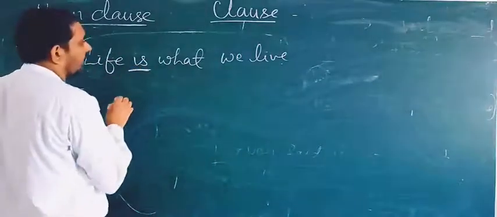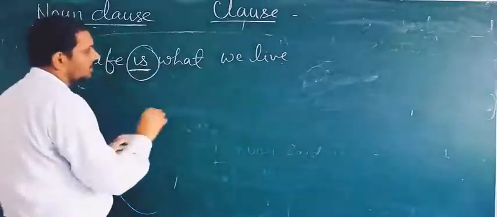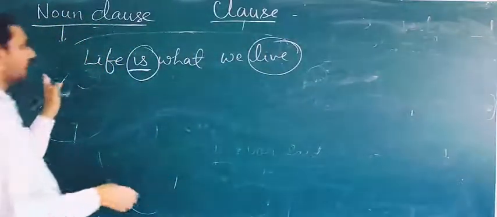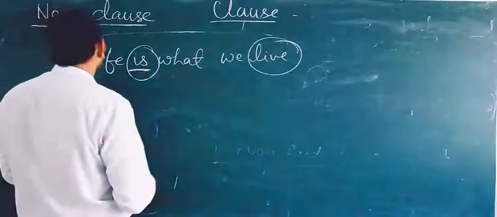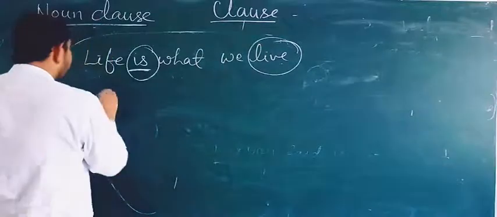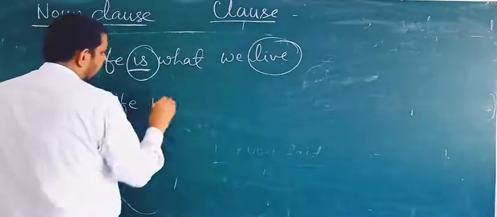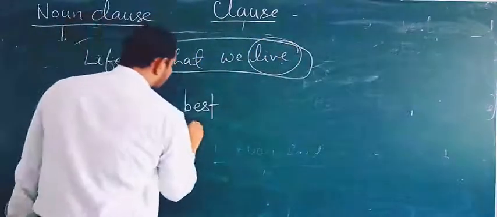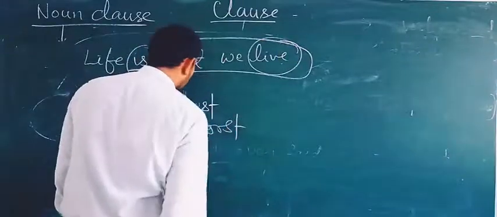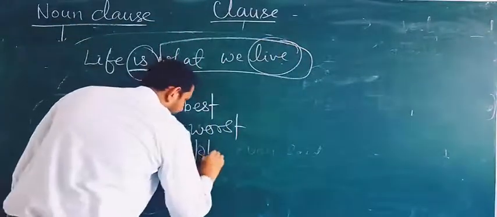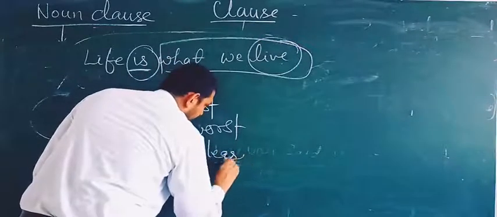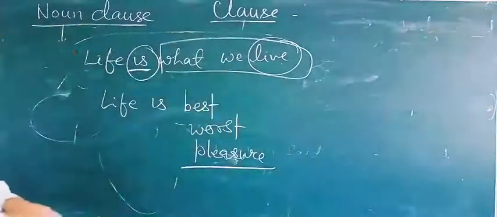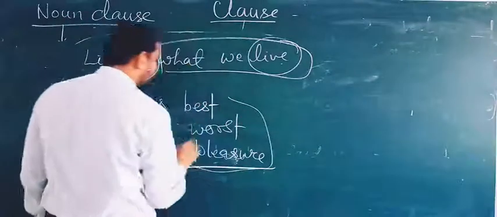So you just see this. Okay, there are two verbs, number one and second one. It means two verbs, it means two clauses, and this is all one sentence. Now life is what we think. You can say life is best. You can replace all those things. Life is worst. You can say life is pleasure. So you are just replacing all these words with a single word, that is a noun.